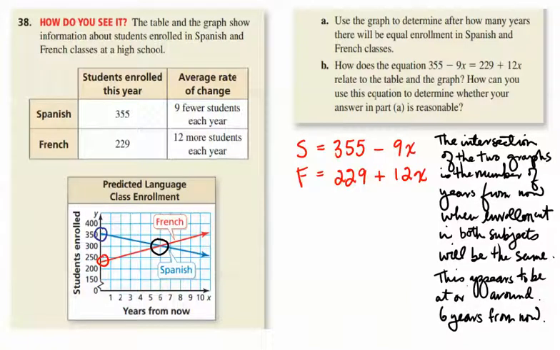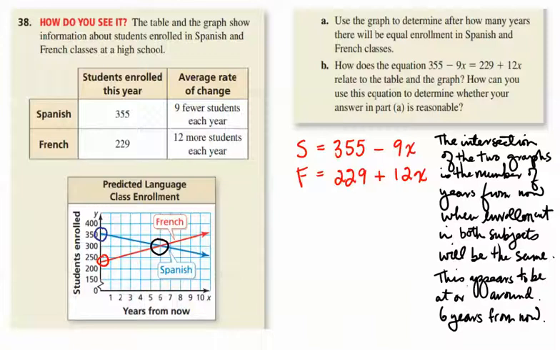Okay, so use the graph to determine after how many years there will be equal enrollment in Spanish and French classes. How would we use the graph to determine when that would occur? It's at the intersection point of the two graphs. That's the time in years from now when enrollment in both subjects will be the same, and this appears to be at or around 6 years from now.